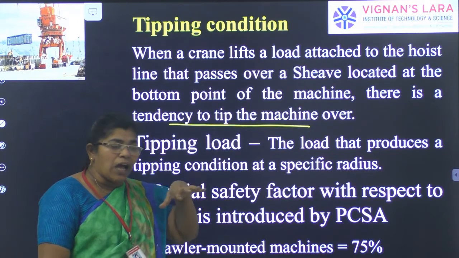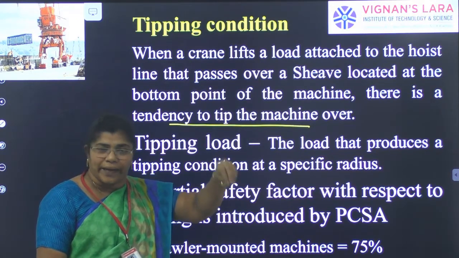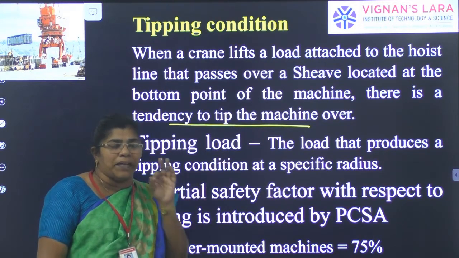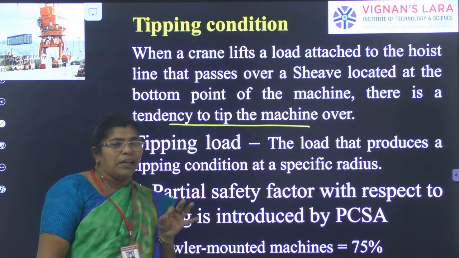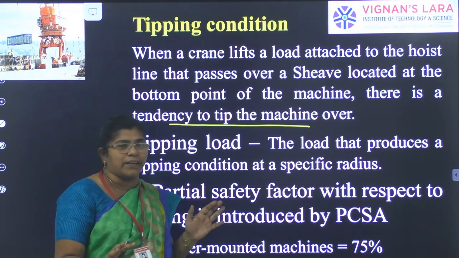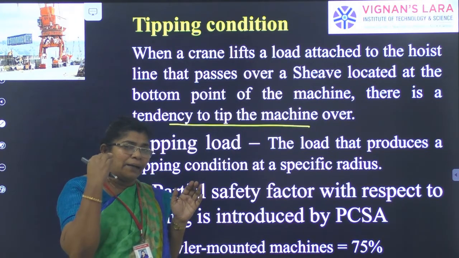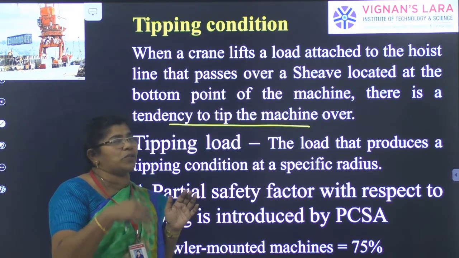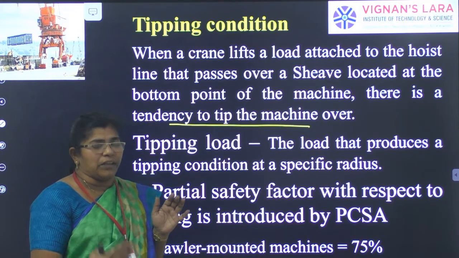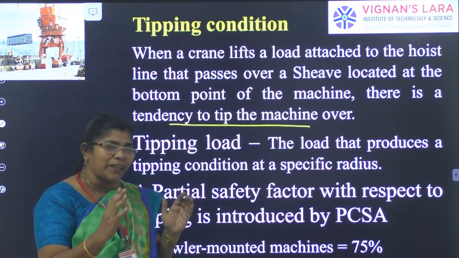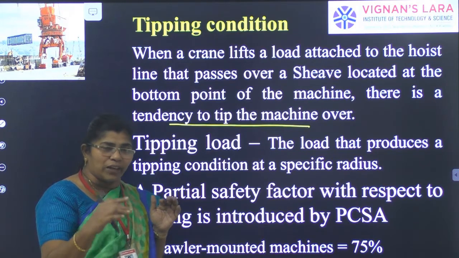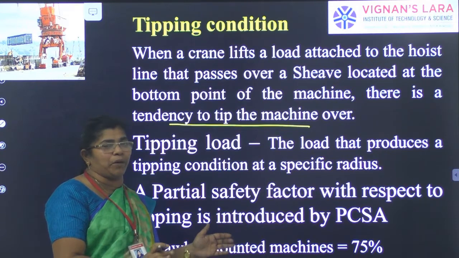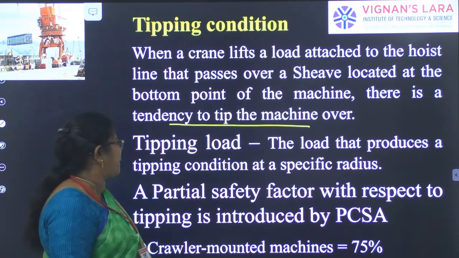Tipping condition means when the hook is going to take a load, how much load it has to take, the crane should be able to stabilize itself because it will have some disturbances. But if the weight with the hook is much more, then the crane will lose stability and topple or rupture. So it should have very good stability so that the load taken by the hook is counteracted by the crane body. That we call a tipping condition.